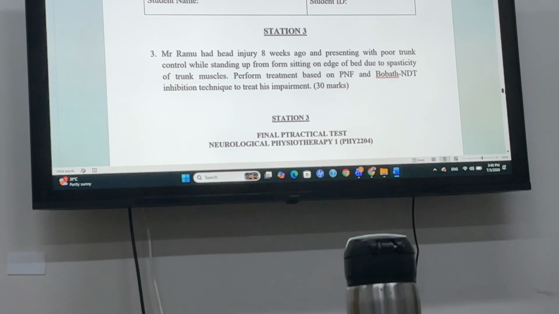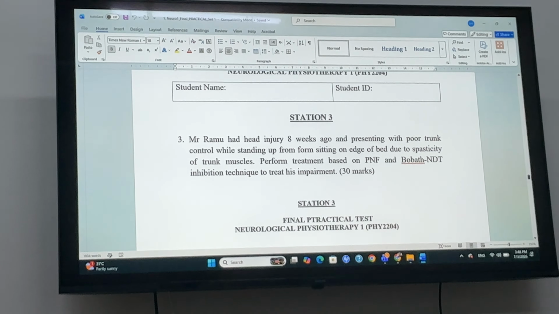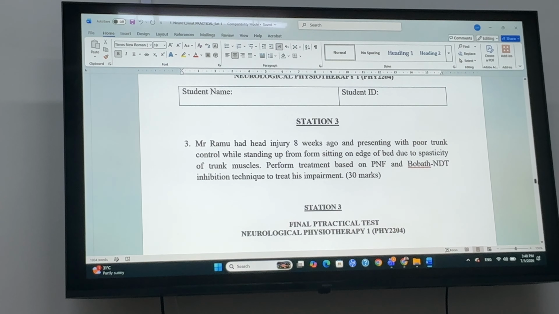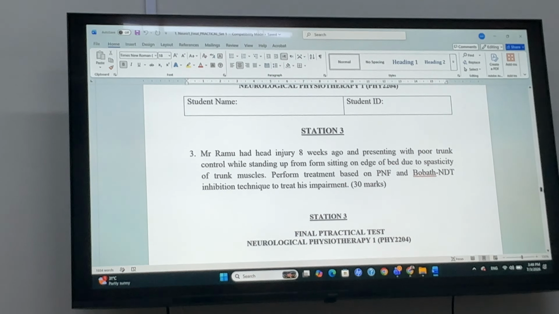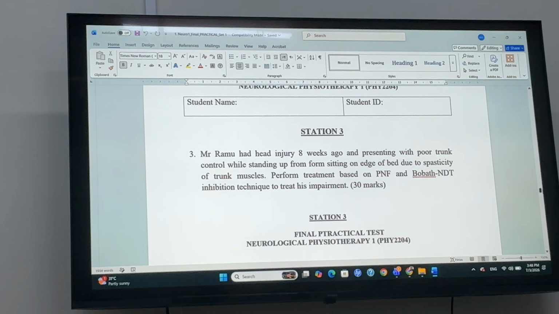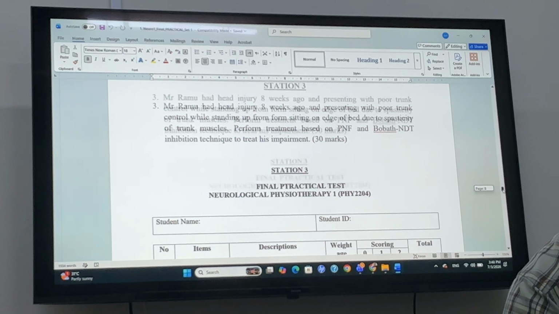After this, we are going to practice. I give you a scenario, hypertonus, and it's already 3 o'clock. So how are you supposed to answer this one?